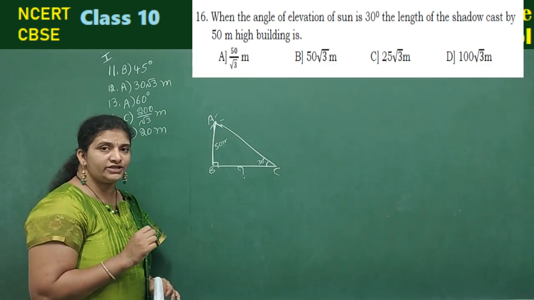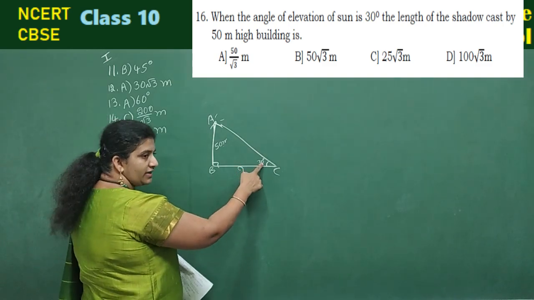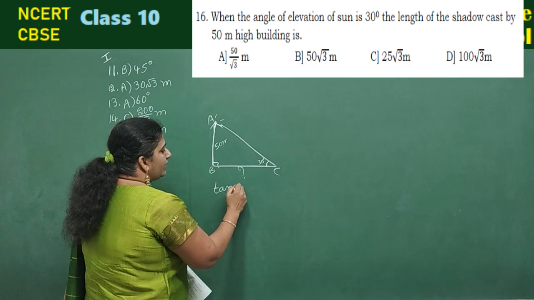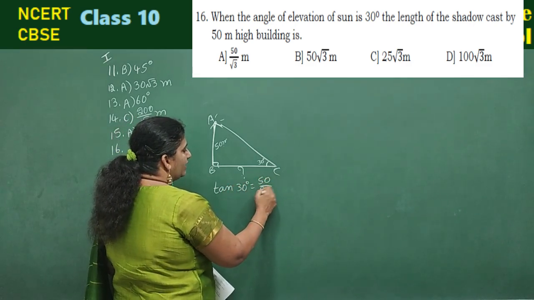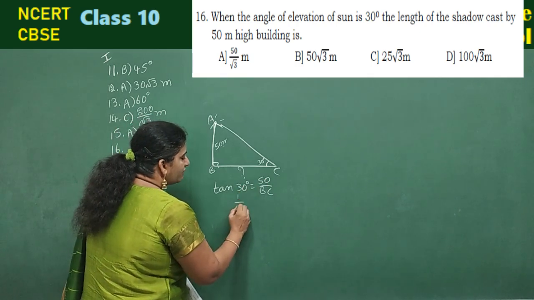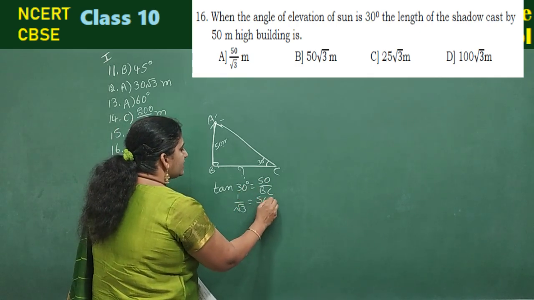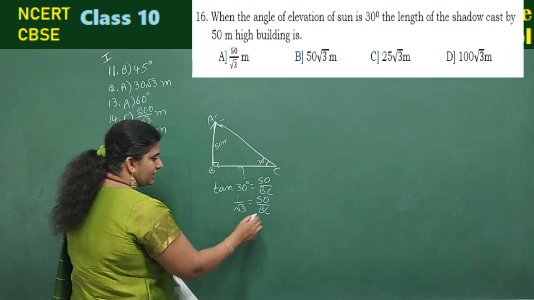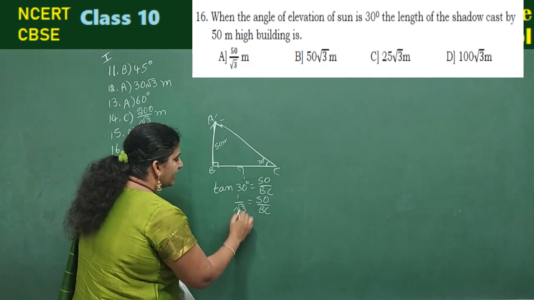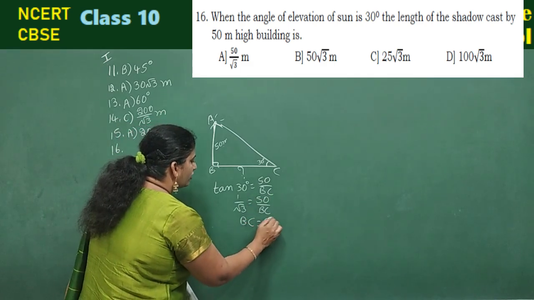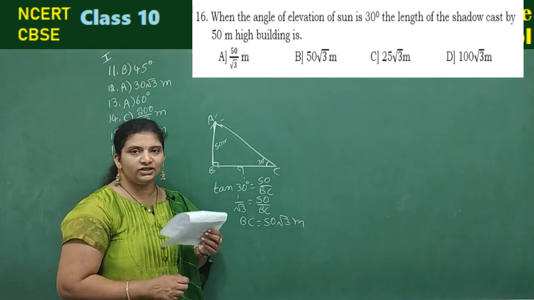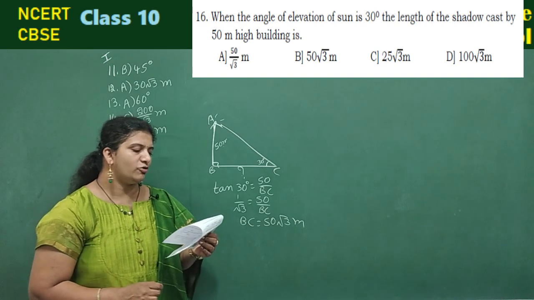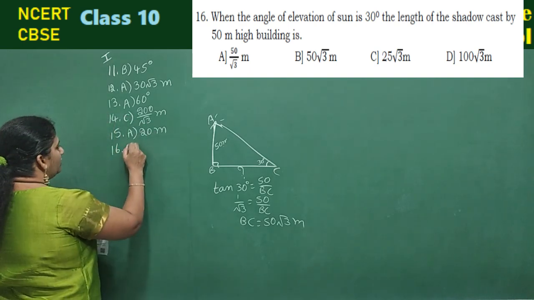We need to calculate the adjacent. Which trigonometric ratio? Tan, and your theta is 30 degrees. Tan 30 degrees is equal to opposite by adjacent. Tan 30 value is 1 by root 3, which is equal to 50 by BC. Send BC to this side and root 3 to that side. BC is equal to 50 root 3 meters. Check the options. Your answer is option B, 50 root 3 meters.